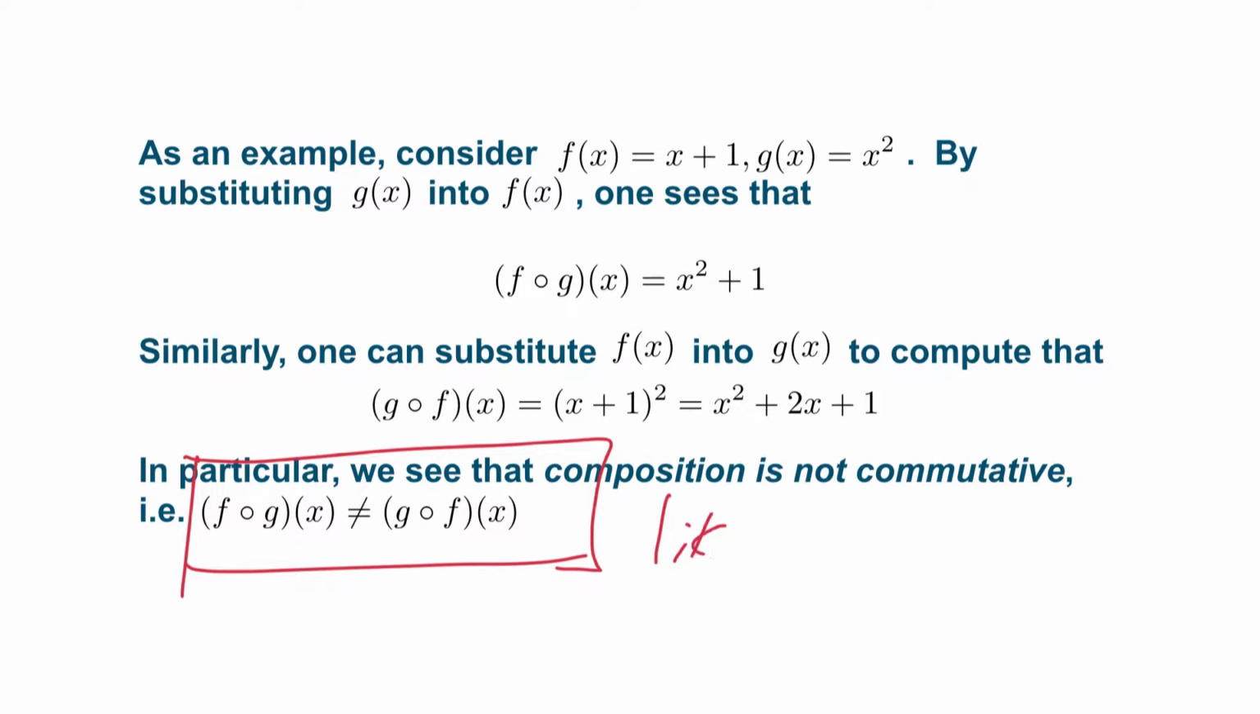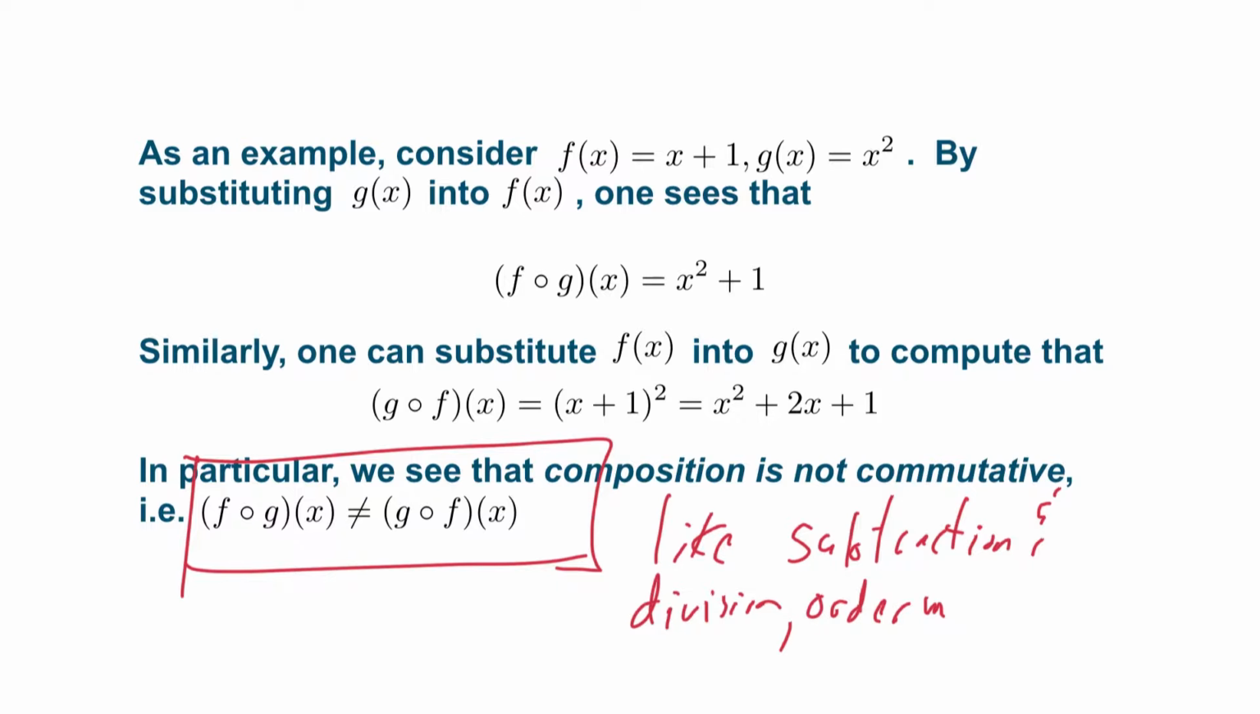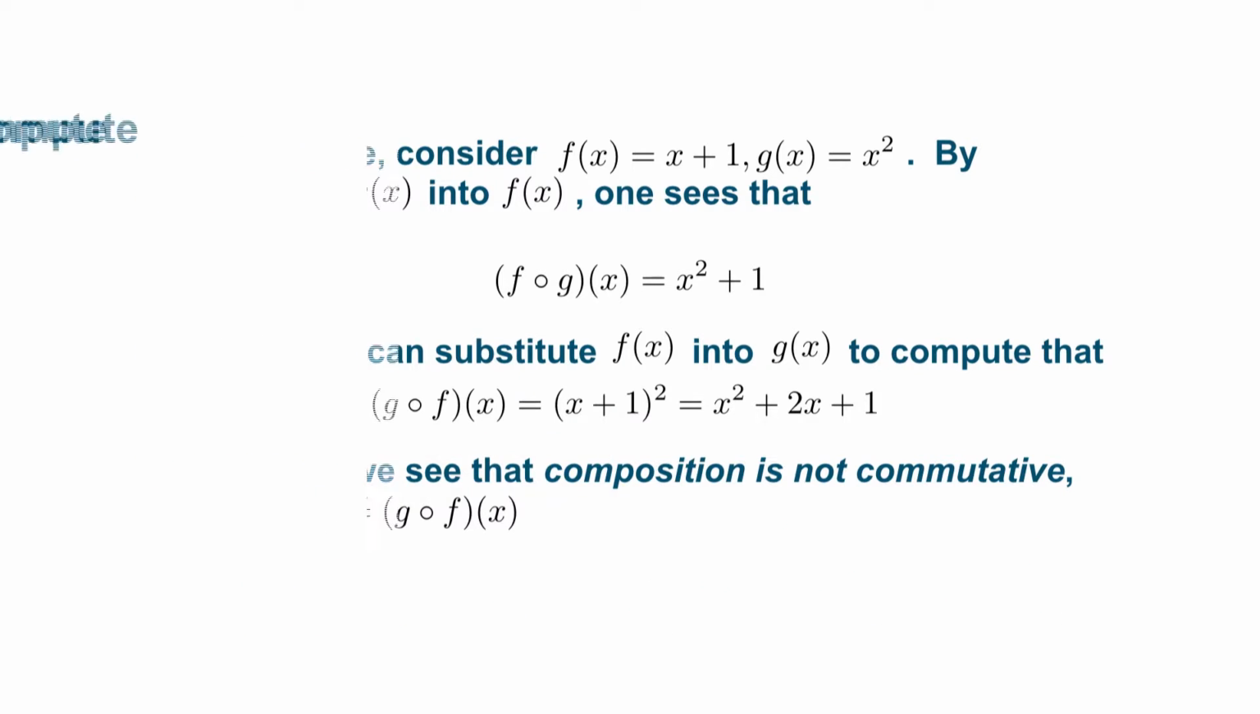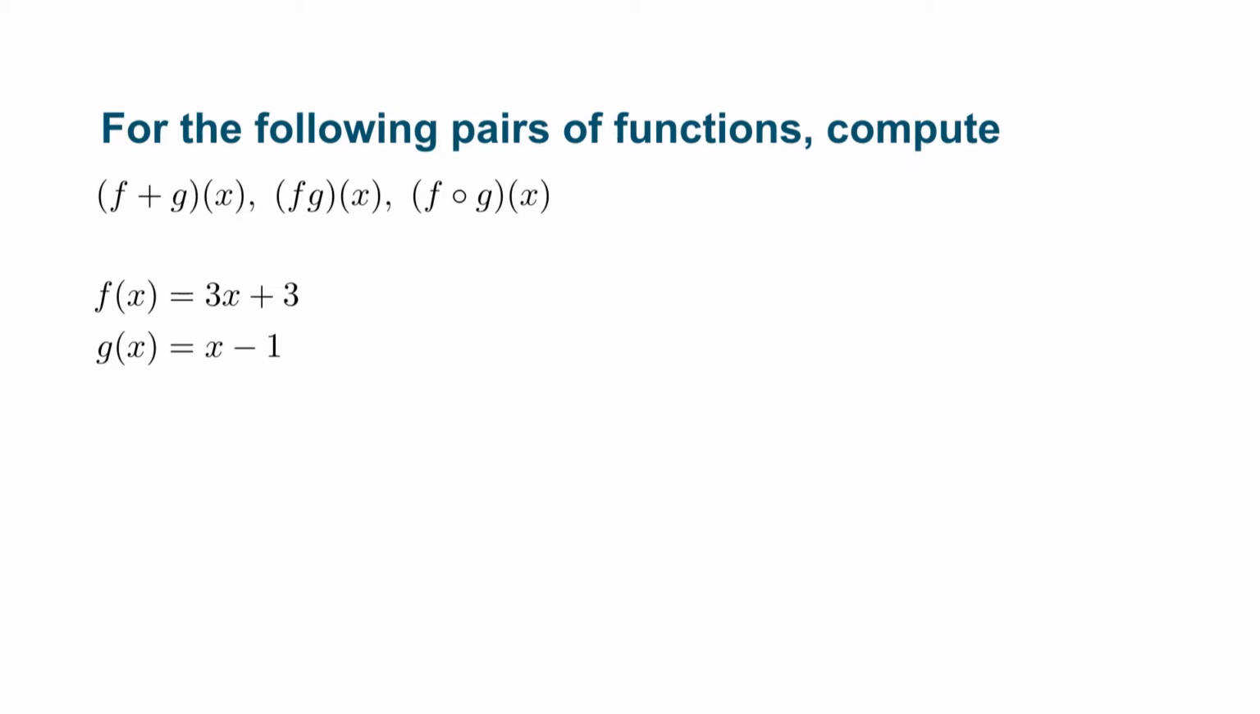This is a very important thing to remember. Order matters for composition. It doesn't matter for addition. It doesn't matter for multiplication. It does for subtraction and division. And it does for composition. So we say for subtraction and division, order matters. Sometimes we say this is non-commutative. Commutative operations don't depend on the order. Non-commutative ones do.